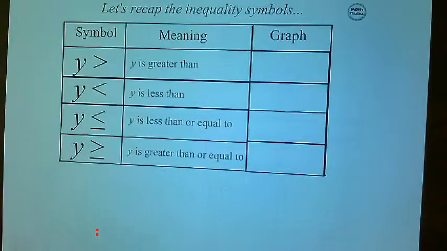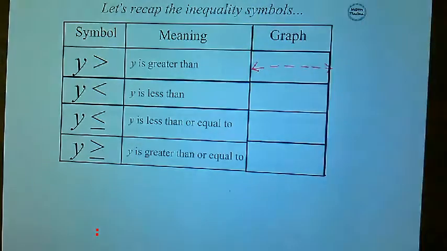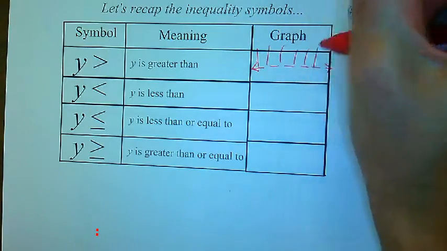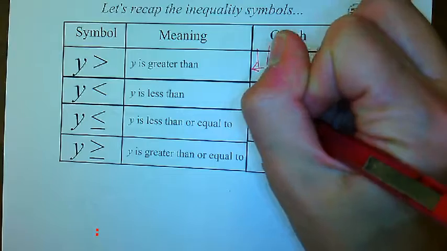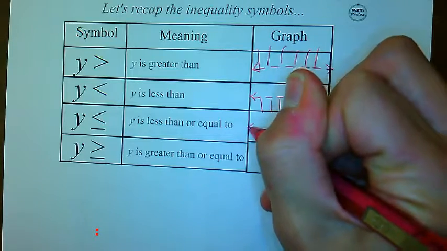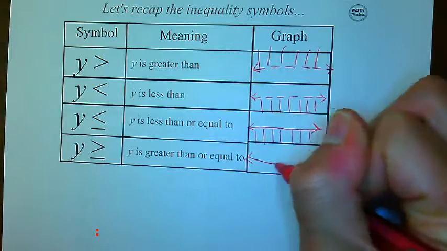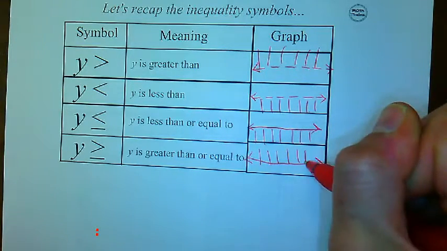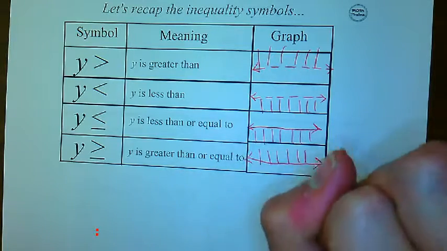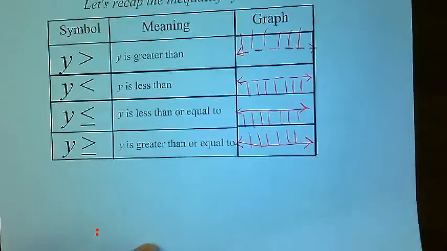So let's just recap our symbols. Y is greater than, that is going to be a dotted line, and we would shade up. Y is less than, dotted line, shade down. Less than or equal to, solid line, shade down. And greater than or equal to, solid line, shade up. Notice I am drawing nice little tiny dashes. We are not going to make little scribble marks. Not going to do it.